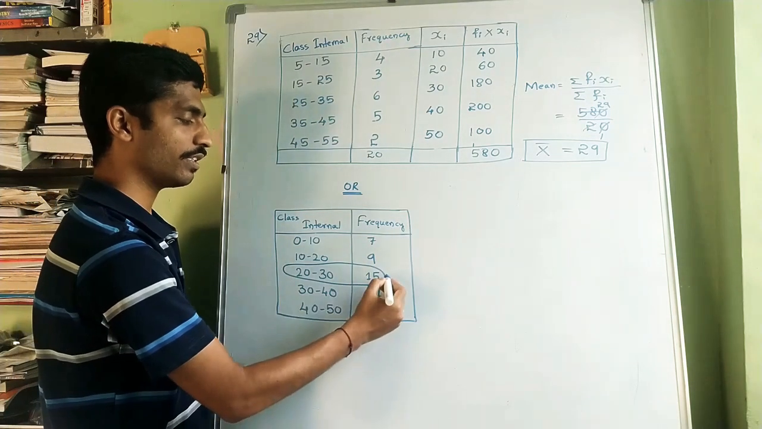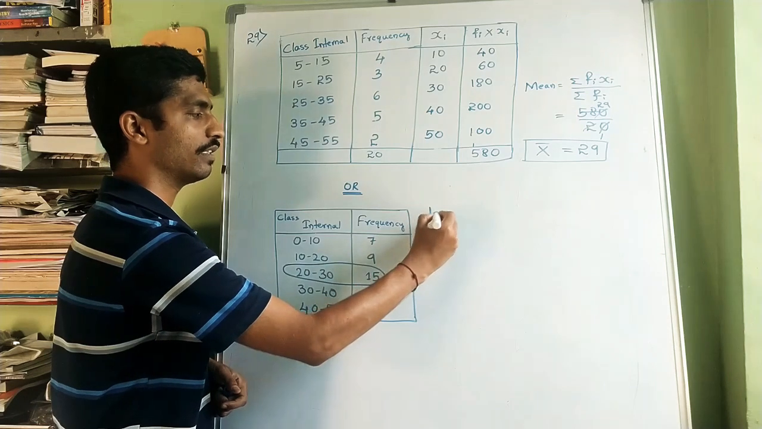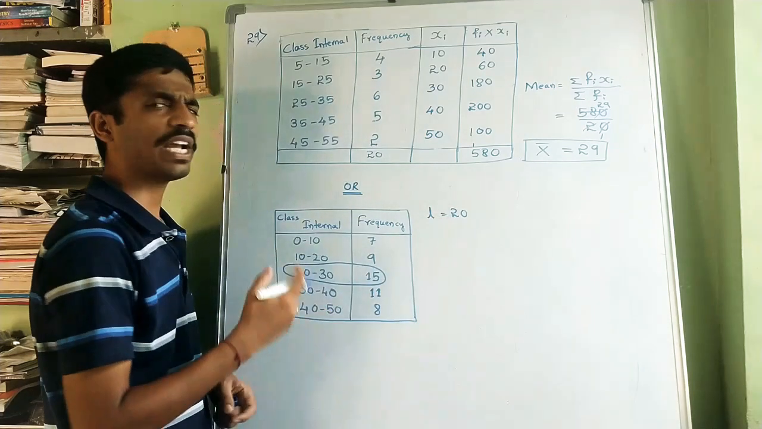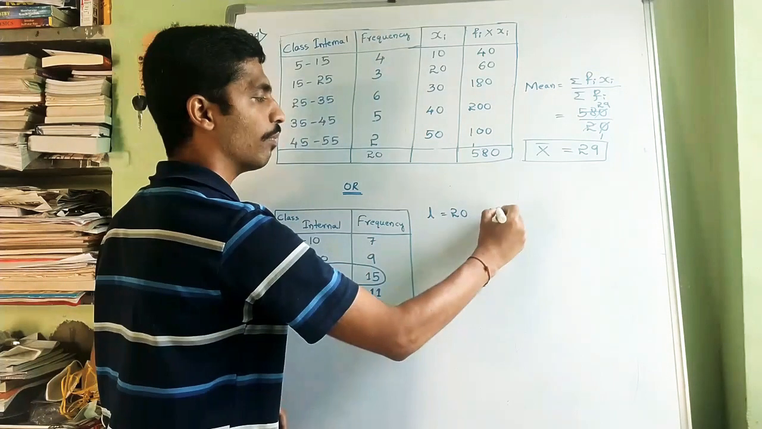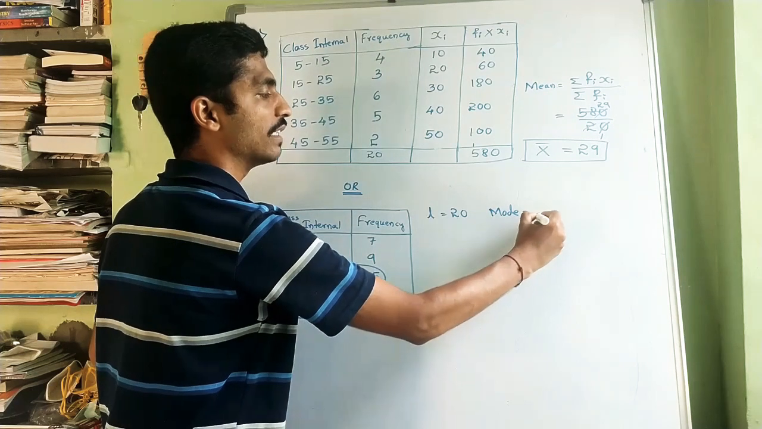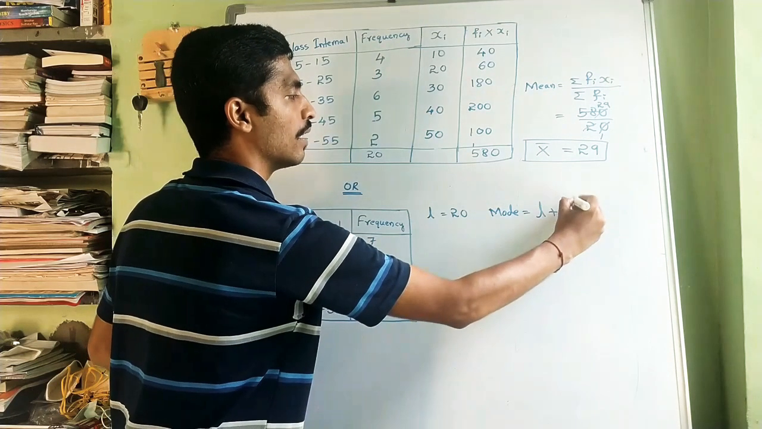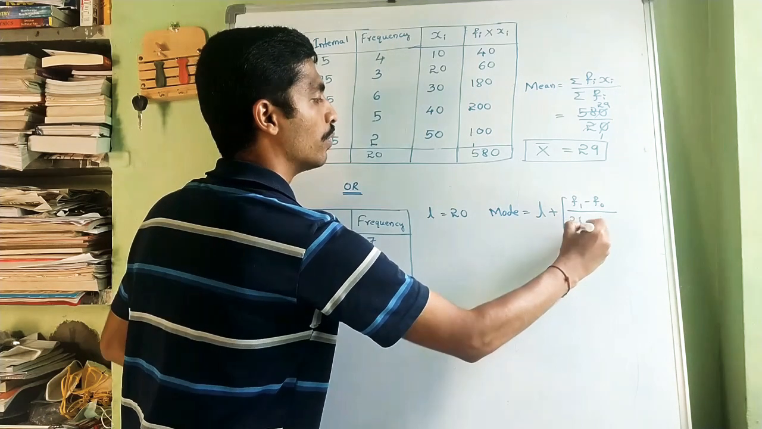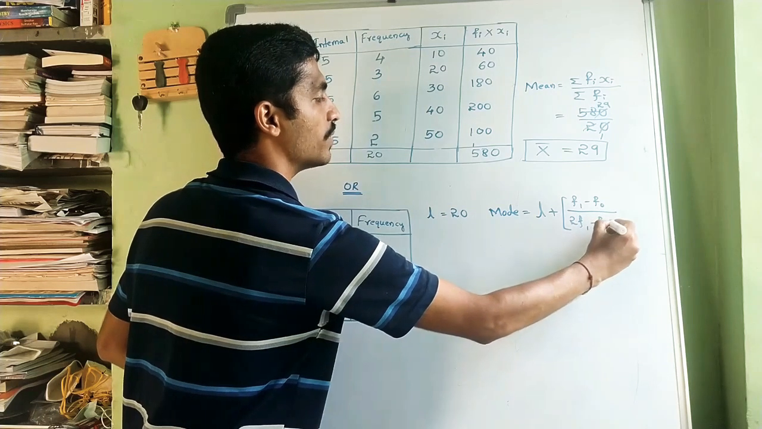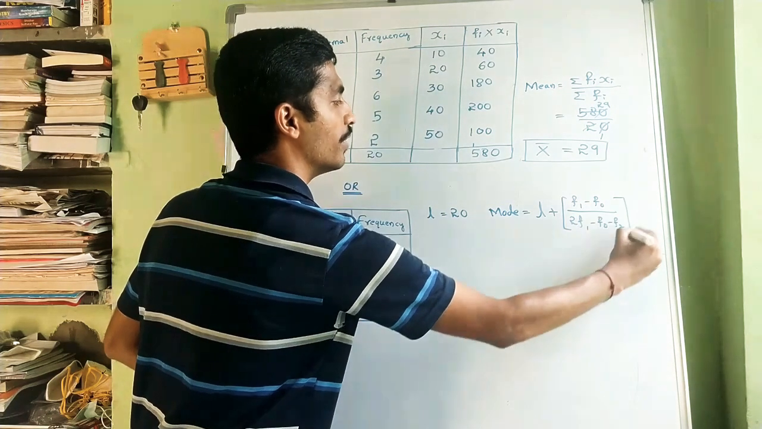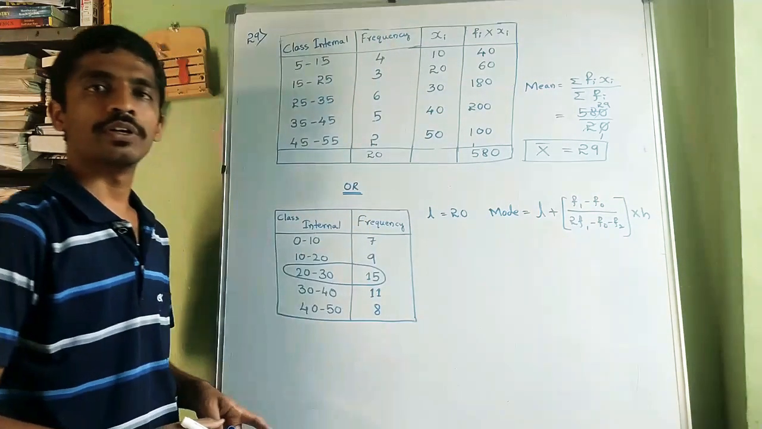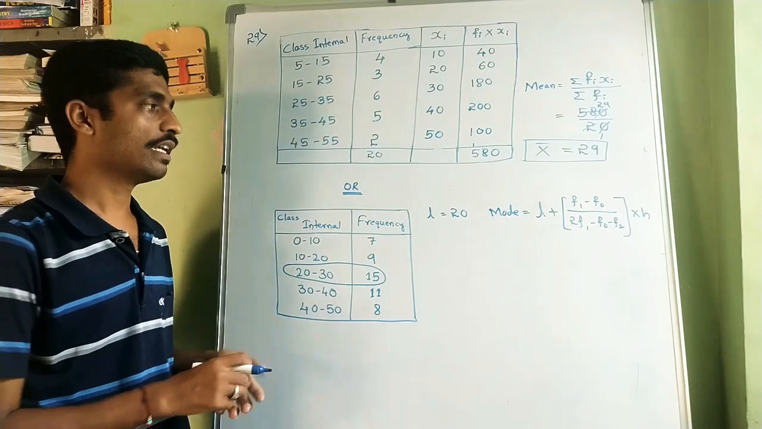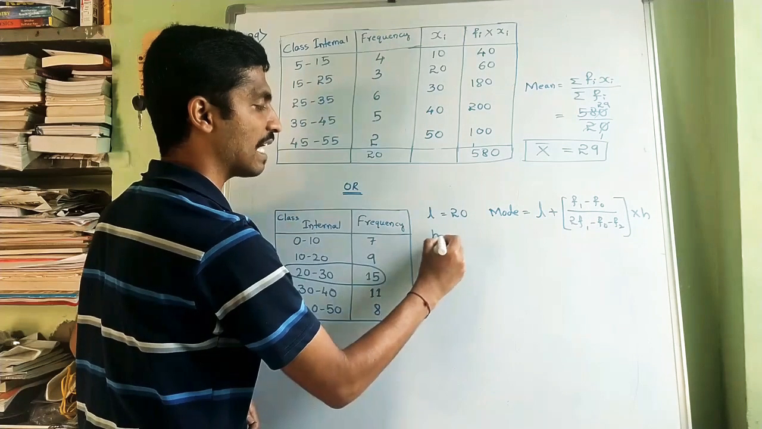So here L is what? Lower limit, that is 20. So why am I taking L? We have the mode formula. What is that mode formula? That is L plus (F1 minus F0) divided by (2F1 minus F0 minus F2) into H. Okay. So what is L? L is nothing but the lower limit of the modal class. Next, what is H? That is the class size.